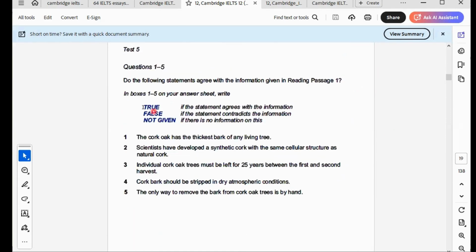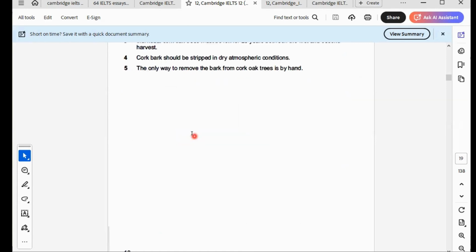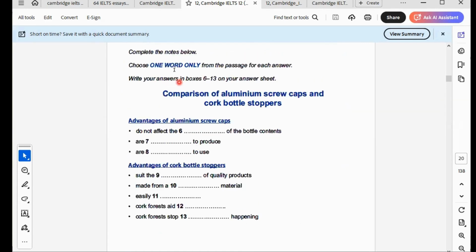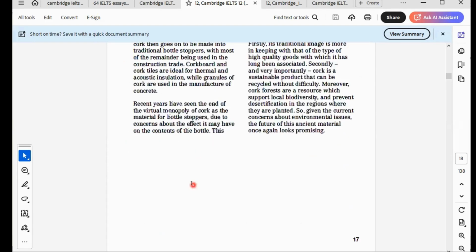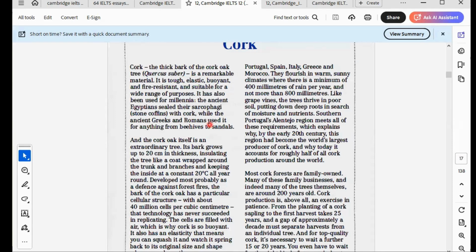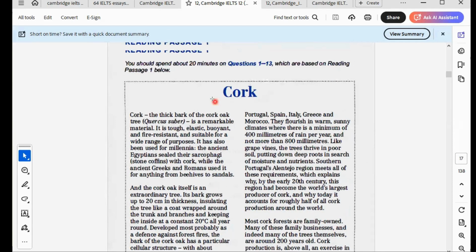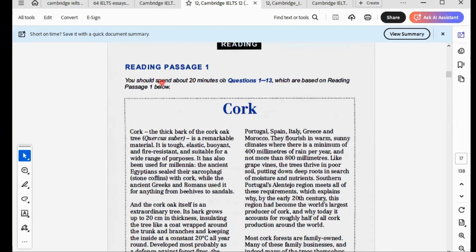This is what we call true, false, not given questions. And then we have what you call gap filling questions. Everything is connected to what? To this passage here, cork. So everything is under what? Section 1. You should spend about 20 minutes on question 1 to 13. So this is section 1, reading passage 1.